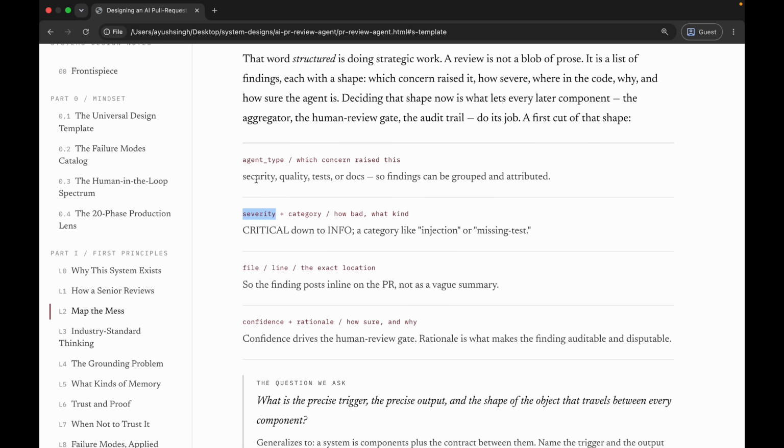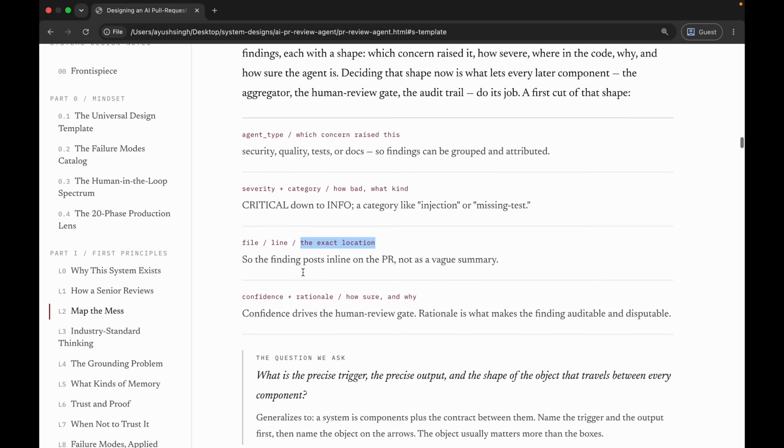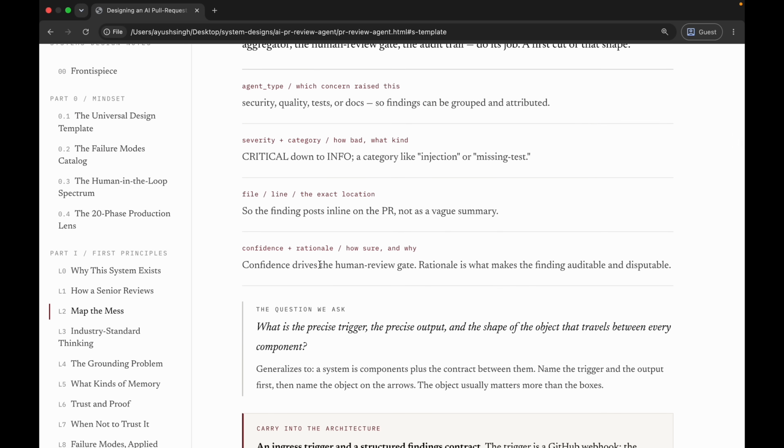So in a particular review that comes out of this, which concern raised it, how severe it is, and the file and line, the exact location, meaning where it came from, so that we can look at exactly where it is. And confidence plus rationale, which is how sure it is and why. Confidence drives the human review gate.